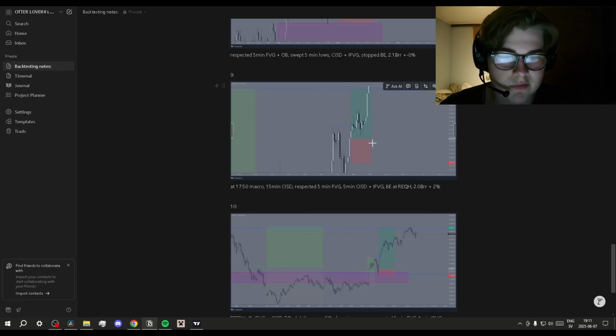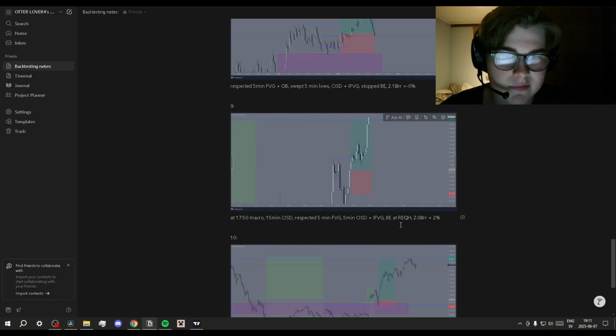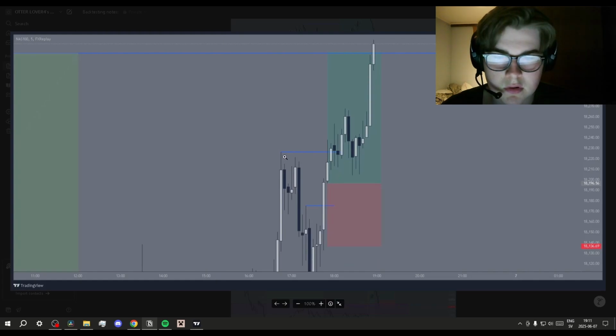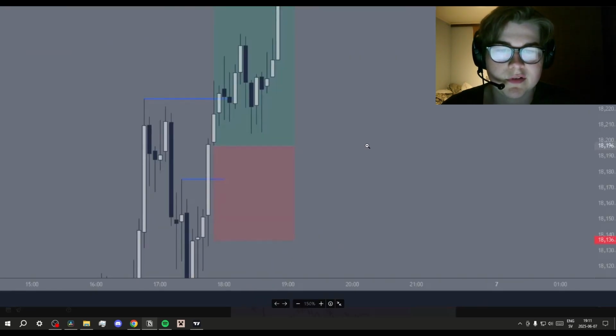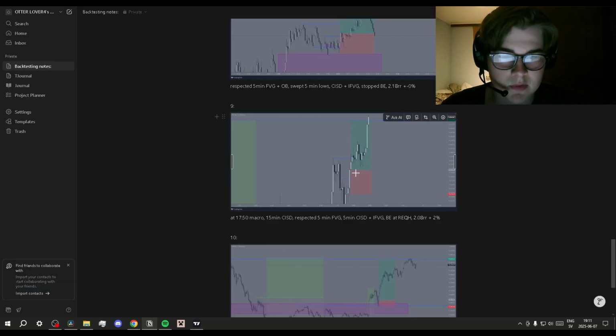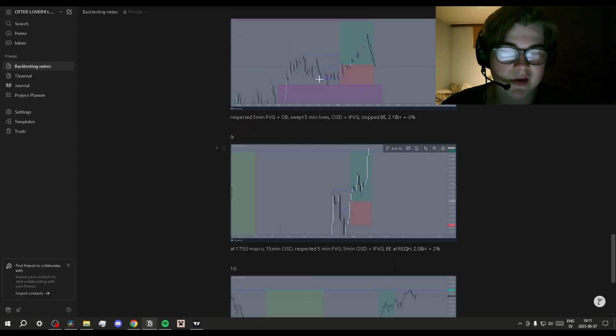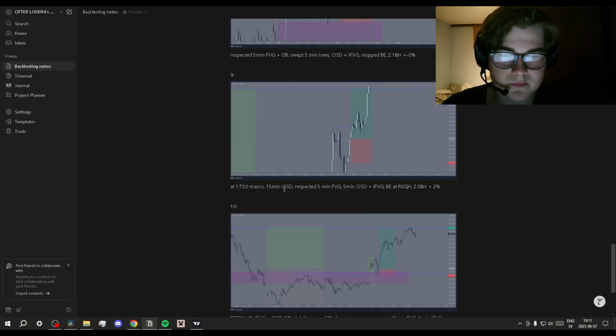I entered off of a 1-minute change in state that happened right within here, and again I went break even at the relative equal highs. This relative equal highs did not hit, but my TP did hit, and that's why I think this play is great.